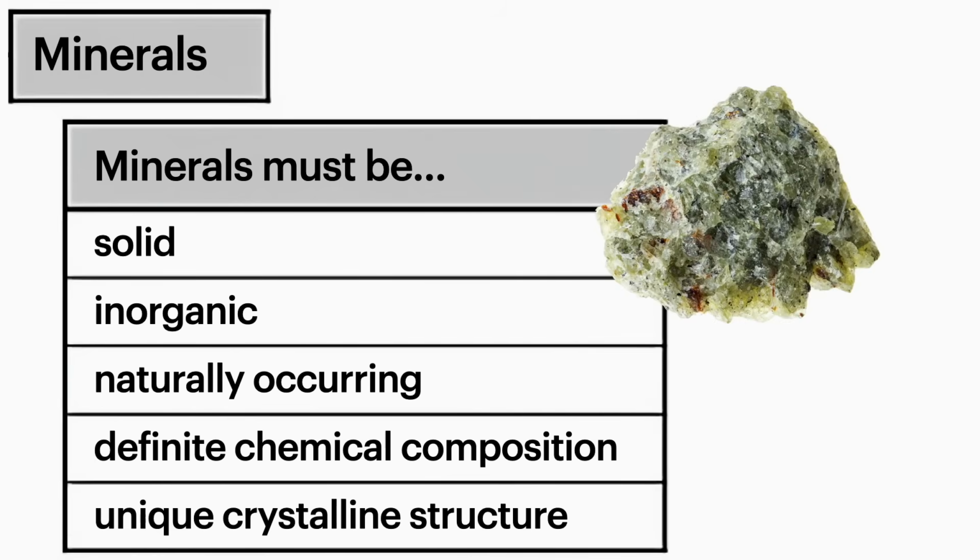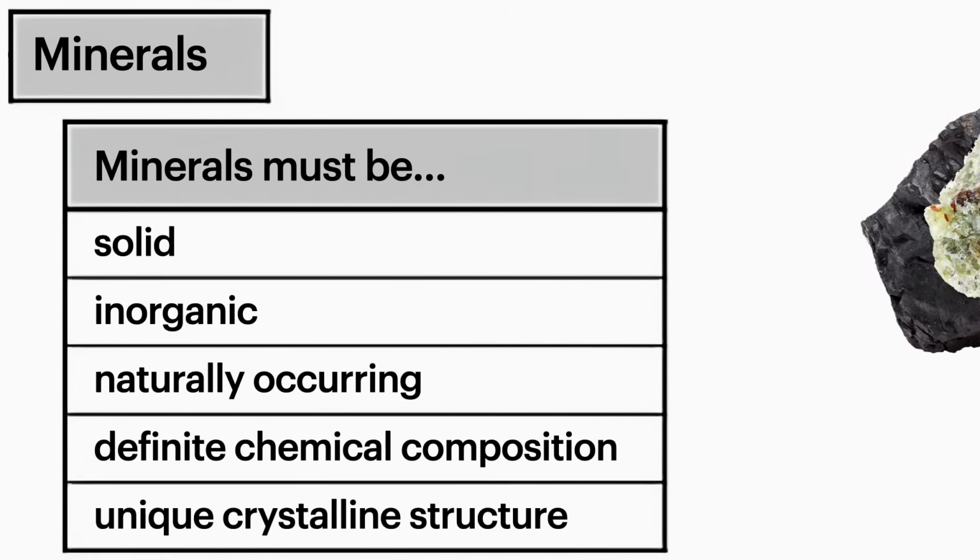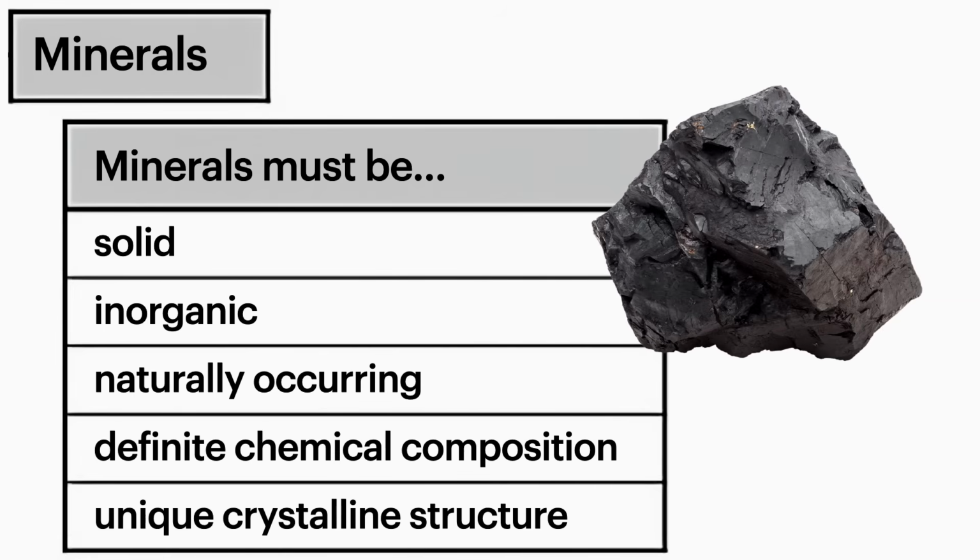This interesting green crystal-y sample here. Yes, it's a solid, inorganic, naturally occurring, with a specific chemical composition and crystal structure. This is, in fact, the mineral olivine, very common on Earth, definitely classified as a mineral. Now let's look at one more. This is coal. It's a specific type of coal called bituminous coal. It is clearly a solid under normal conditions on Earth. Let's skip the question of inorganic for the moment. It is naturally occurring. We see coal deposits all over Earth.